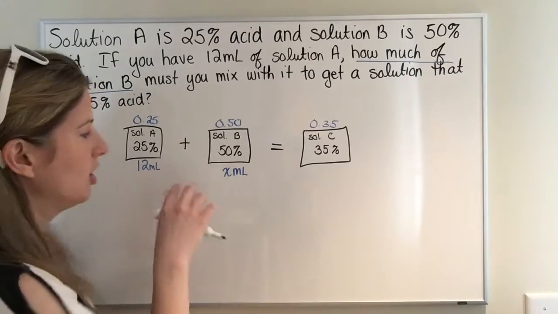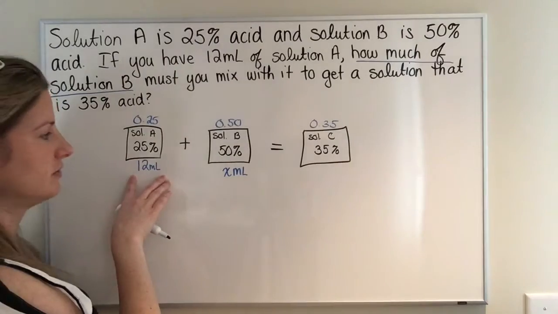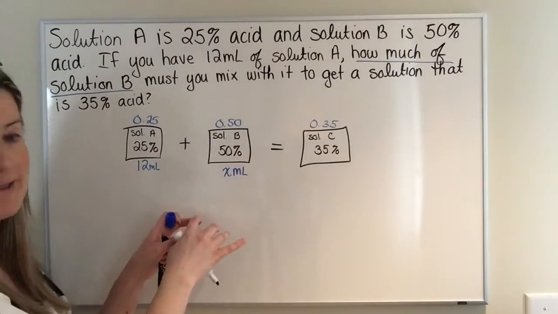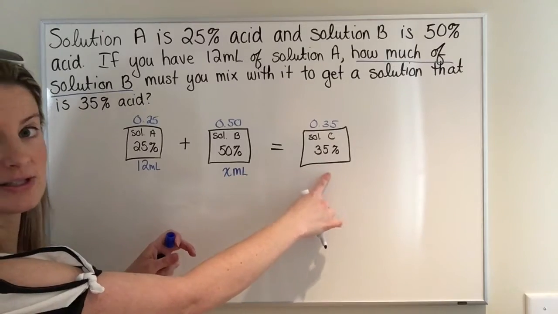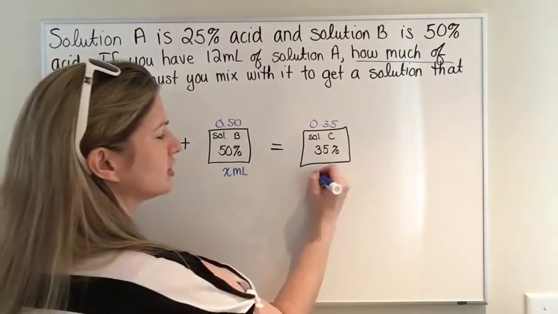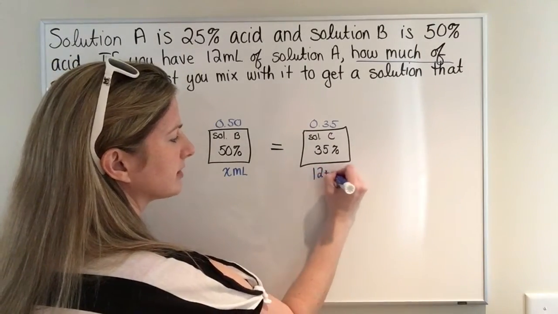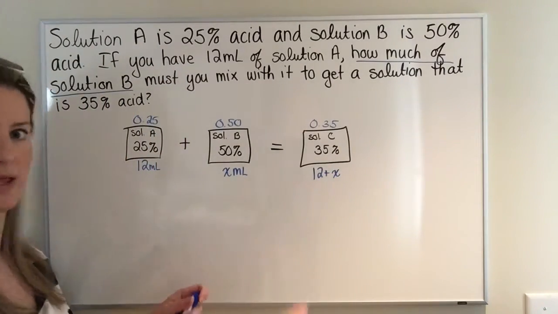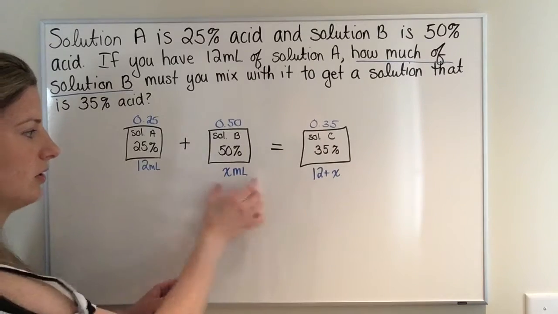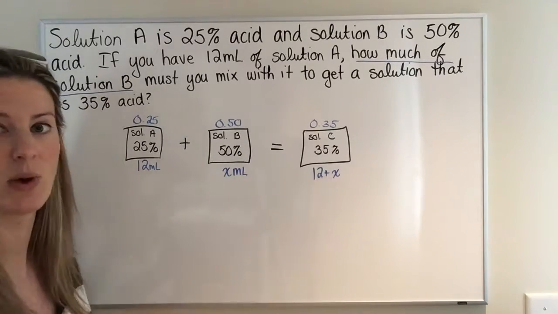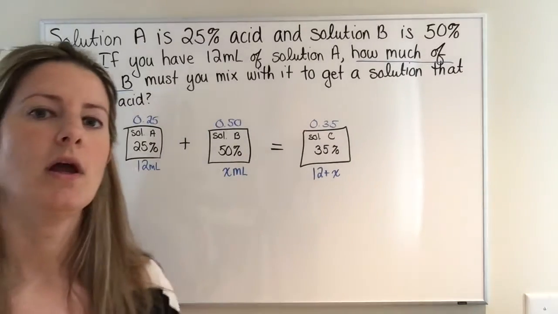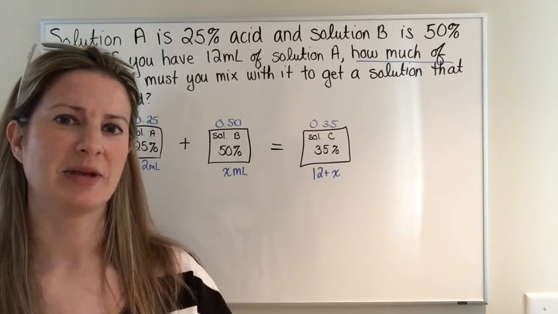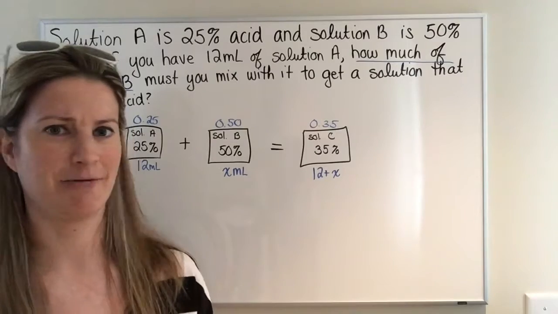Well, think about it. We've got 12 milliliters of solution A, X milliliters of solution B. We are combining them to get this final solution, this solution C. So that means it's just going to be 12 plus X, right? The original 12 milliliters of solution A, and then we pour in a certain amount. So whatever that certain amount is, we're adding it to the 12. Now I don't want you to memorize this process because if you just memorize it, you might not really understand it.